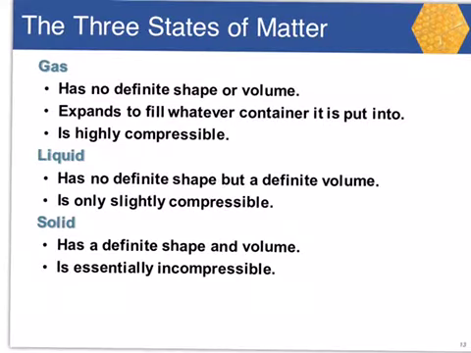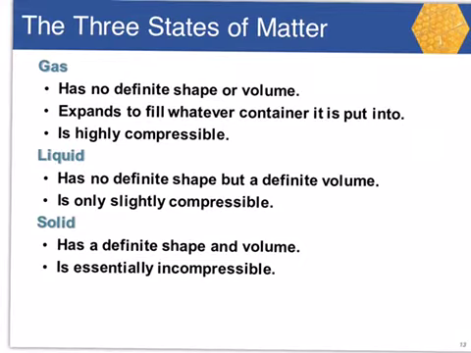The 3 states of matter we most commonly deal with in chemistry are gas, liquid, and solids. Starting at the bottom, solids are the most organized state of matter. Everything's usually in a regular geometric pattern. They are essentially incompressible, and they have a definite shape and definite volume.